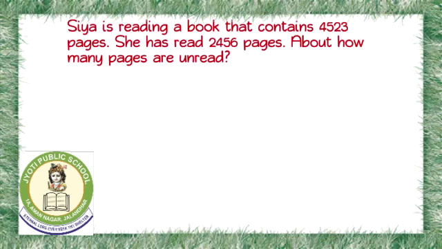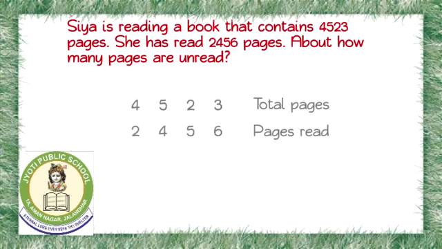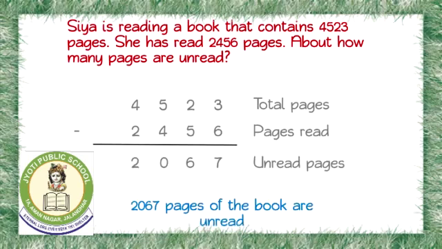Sia is reading a book that contains 4,523 pages. She has read 2,456 pages. About how many pages are unread? What do we have to find out? We have to find out the unread pages. How do we find that? We know the total pages and from that we subtract what she has read. What we get are the unread pages. So, we do the subtraction and get the answer. 2,067 pages of the book are unread.